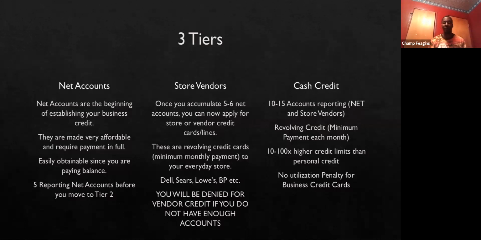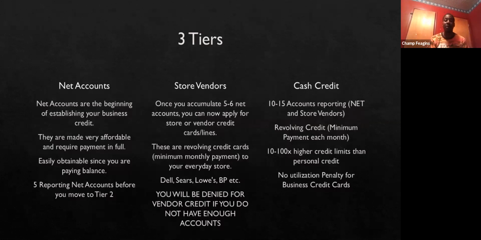Tier 2 is your store vendors, okay? Once you accumulate 5 to 6 net accounts, you can now apply for store or vendor credit card lines. These are revolving credit cards, right? So that means they have a minimum monthly payment to your everyday store. It works like your credit card, right? You might spend $100, the minimum payment might be 25. These are not net accounts. That's the difference between the net and the store vendors: the net, you got to pay it in full. Store vendors and cash credit, you're just paying the minimum payment. It's revolving. Some examples are Dell, Sears, Lowe's, BP, etc.